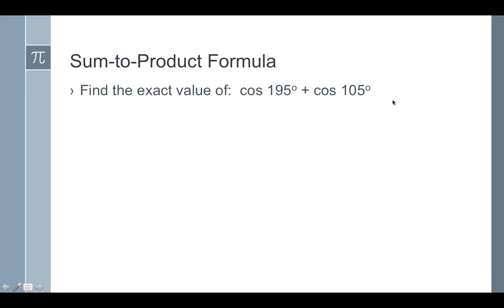Okay, so the last of our identities here is the sum to product. So we went product to sum, now we can go sum to product. We're going to use it in this sense, where we can find the exact value of something. Right now, we could plug this in our calculator and get something really ugly. We can try any number of identities here, but what we want to do is use the sum to product.